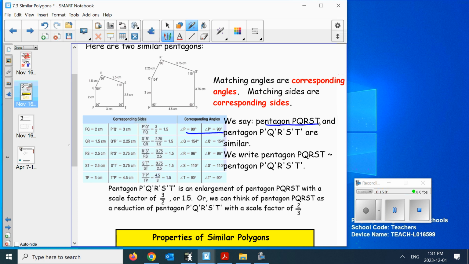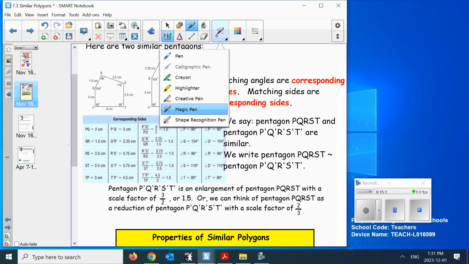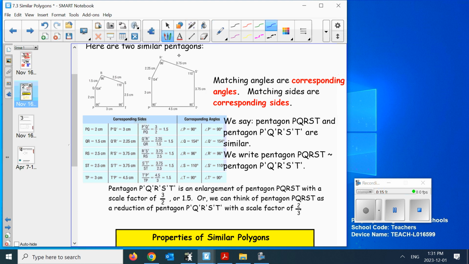Say this pentagon, PQRST, and the P'Q'R'S'T' pentagon are similar. This is missing. You add this in here, the equal sign with a wave on top. Okay, that's the similar or congruent symbol. You have to add that into your notes. We're missing that right there, right?